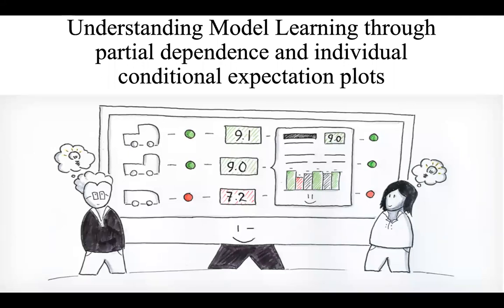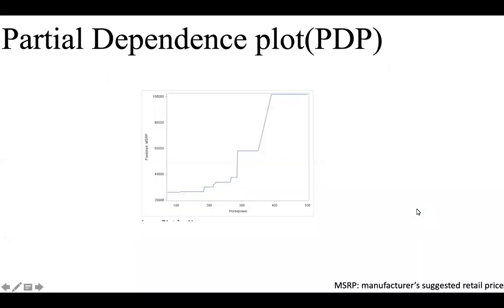So I will talk about how we can use partial dependence plots and individual conditional expectation plots for understanding what the model has really learned. So what is basically a partial dependence plot is, here we try to see the relationship between some predictor variable and the predicted variable that the model has learned.